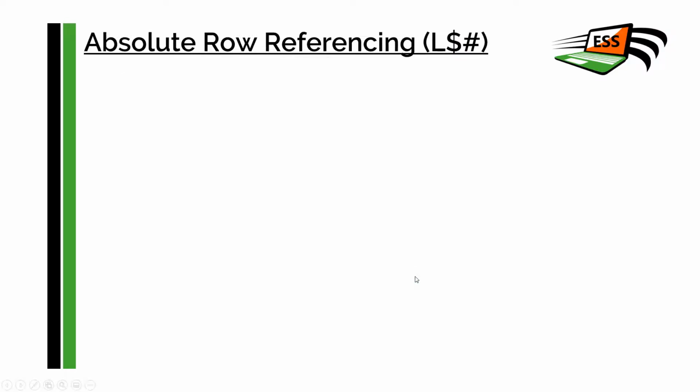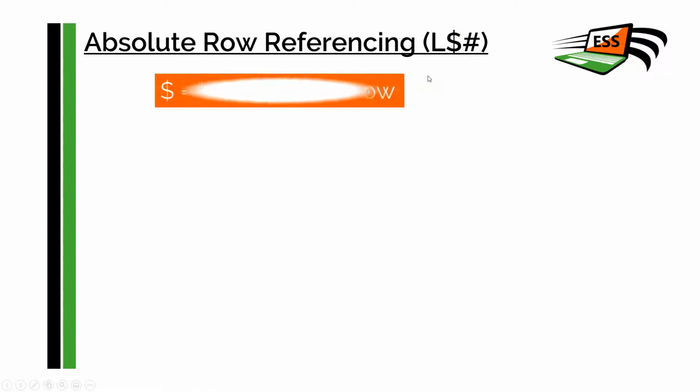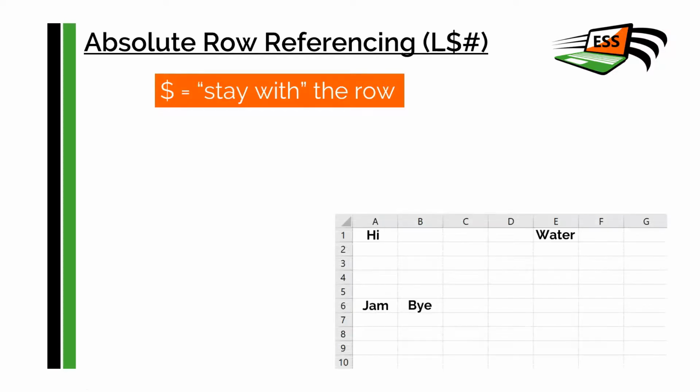Let's go to the next one, being absolute row referencing. Again, we have our L hashtag, but now our dollar sign is not on the left-hand side of the column letter. It is in the middle, which is on the left of the hashtag. So again, as we said the word, we said stay with the row. We don't care about the column now. We're saying stay with the row.